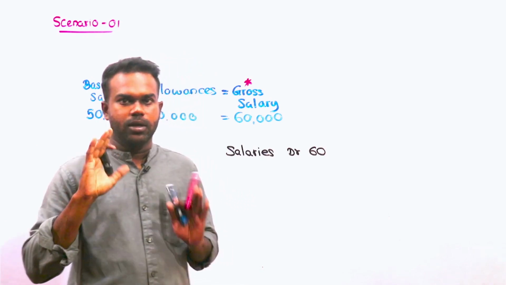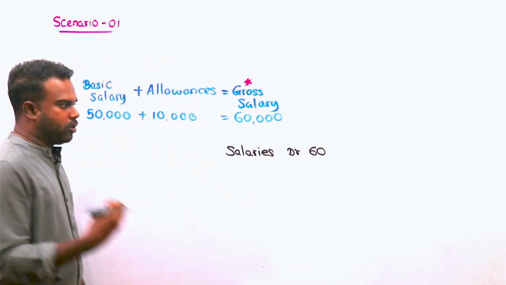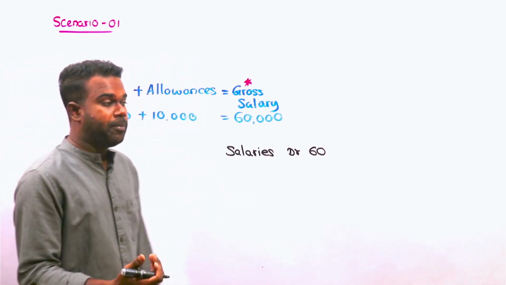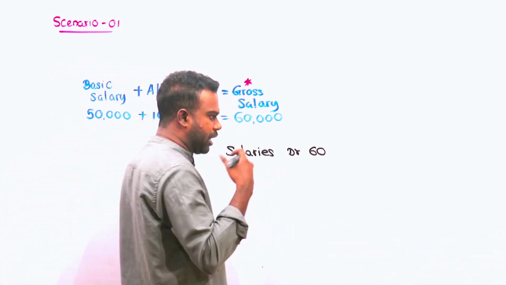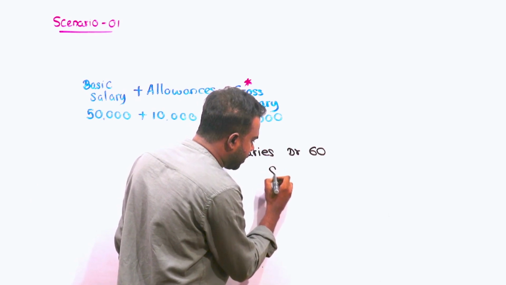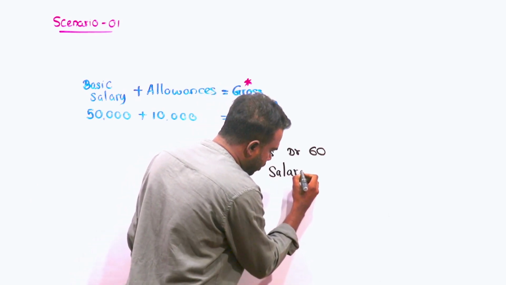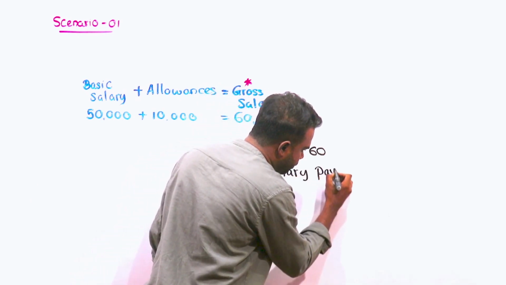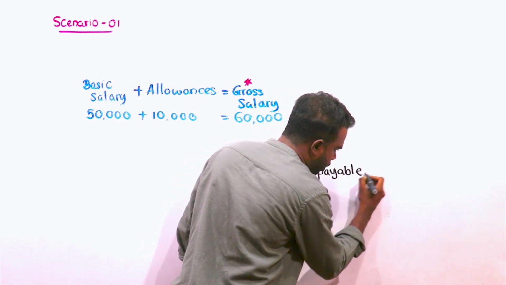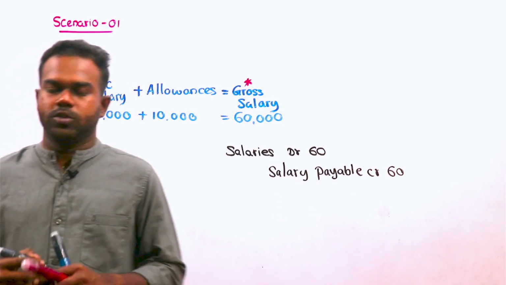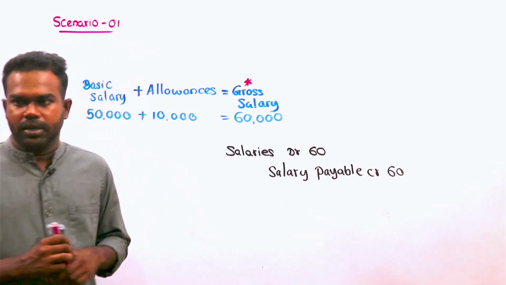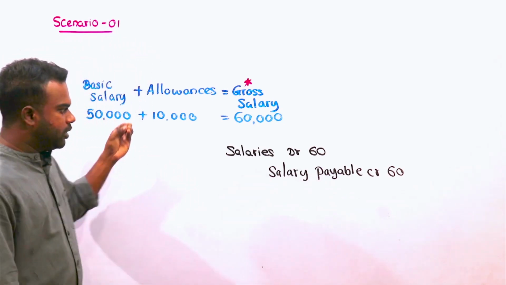Let's assume the current month's salary will be paid in the next month. Therefore, let's assume not yet paid. All things not yet paid. Not yet paid means salary should be payable. Therefore, salary payable. Liability increases, and liability increases with a credit. Salary payable credit 60,000. Understand? So, this is the first scenario.